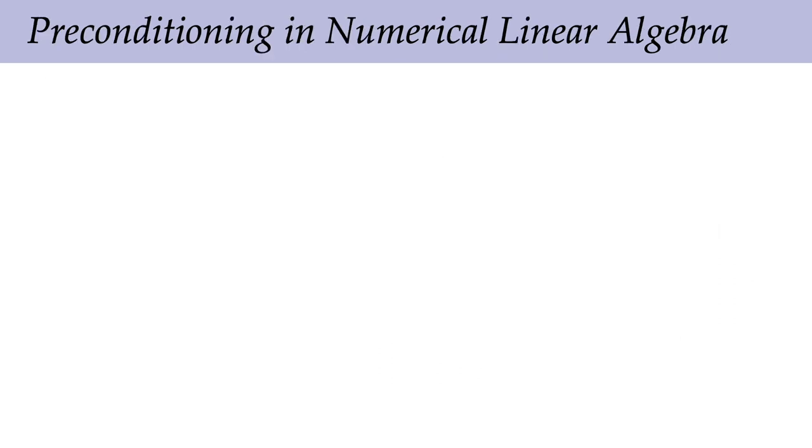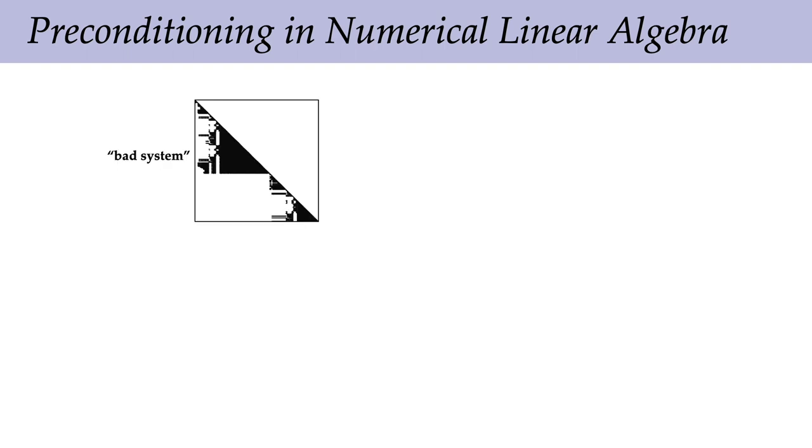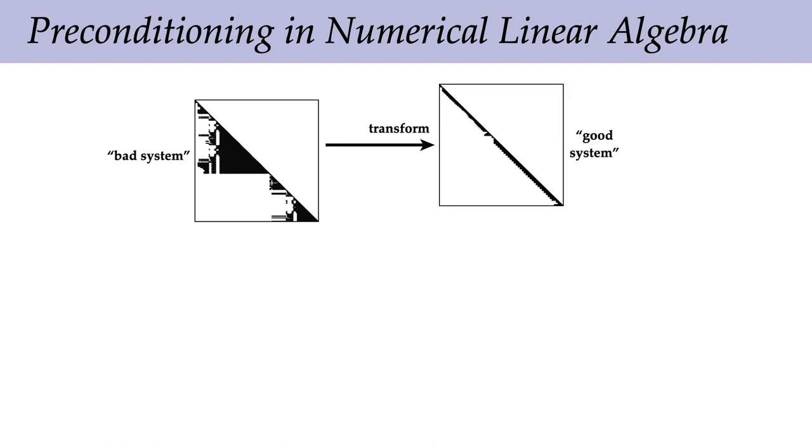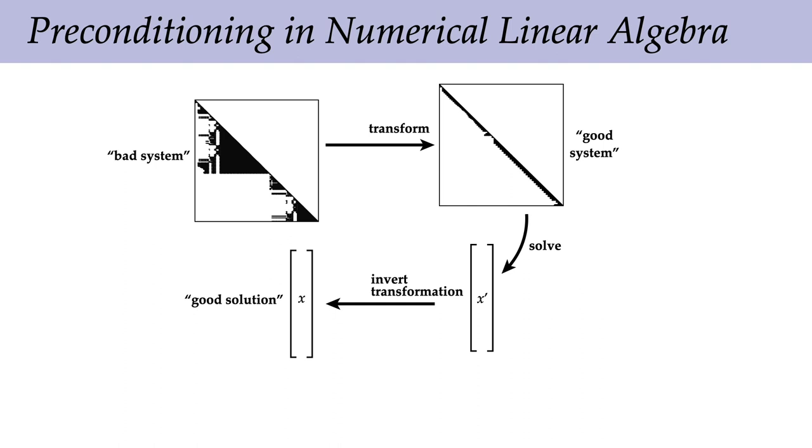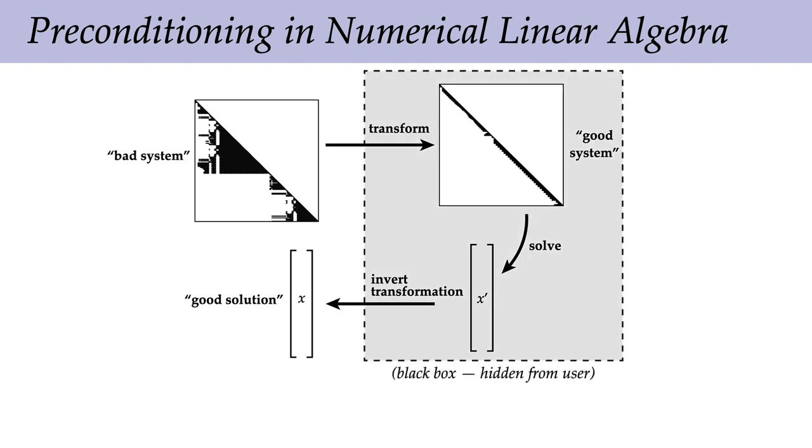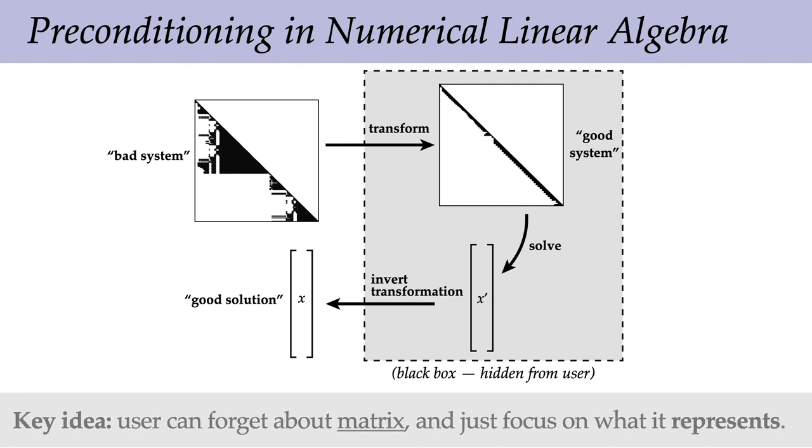Well, in numerical linear algebra, there's a really nice way to do this abstraction, this nice idea of preconditioning. If we have a badly conditioned linear system, we first apply some kind of transformation, then we solve using a solver that's not particularly robust, then we invert this transformation back to get our final solution, right? And the beauty of this approach is that this whole process can be hidden from the user inside of a black box, right? They just type backslash in MATLAB or whatever, and everything's all good. All of the complexity has been encapsulated. So the user can forget about the matrix and just focus on what it actually represents.